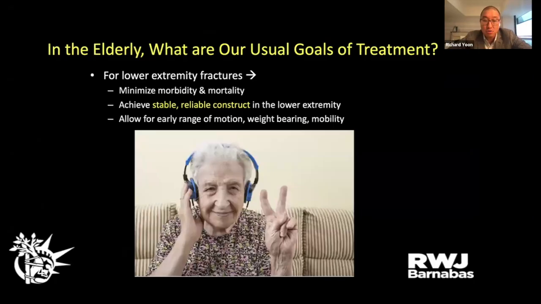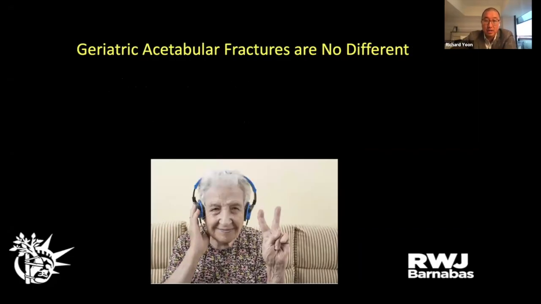I just want to go over our treatment objectives when it comes to elderly folks, especially with lower extremity fractures. We can't harp enough that our goal is to minimize M&M, but achieve a stable, reliable construct in the lower extremity in order to allow for early range of motion, weight bearing, and mobility. This is really important for all the stuff that Dr. Lin said earlier about avoiding that sarcopenic decline and getting grandma and grandpa up and walking as much as we can.